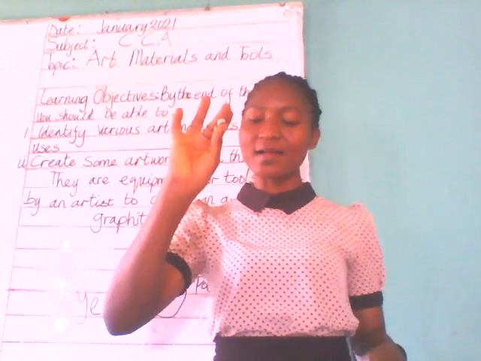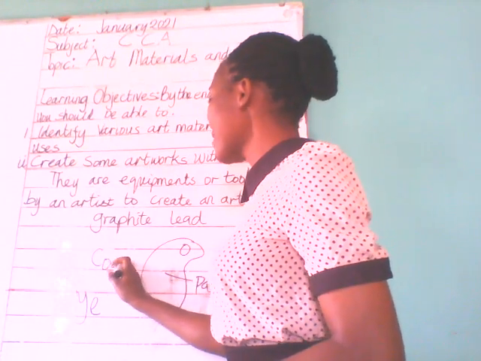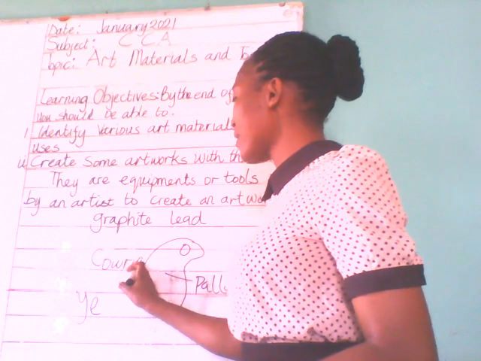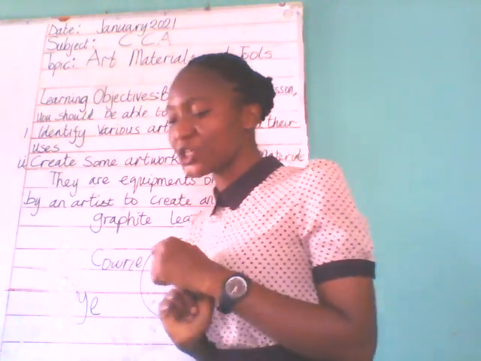So this is a cowrie. You spell the cow and you write r-i-e.